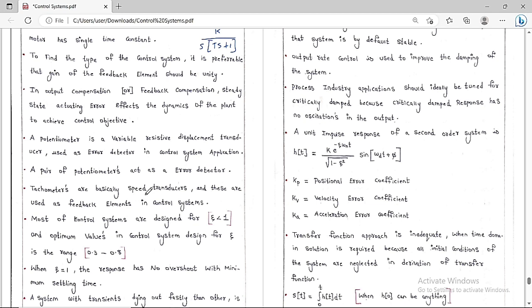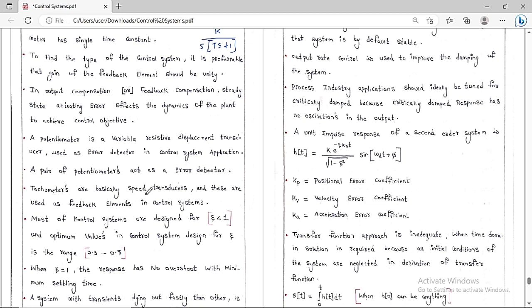So therefore, we can say a potentiometer is a variable resistive displacement transducer which is used as the error detector in the control system applications because the input is a displacement and the output is a voltage. So we are going to convert a physical quantity to an electrical quantity. So we say it is a transducer.